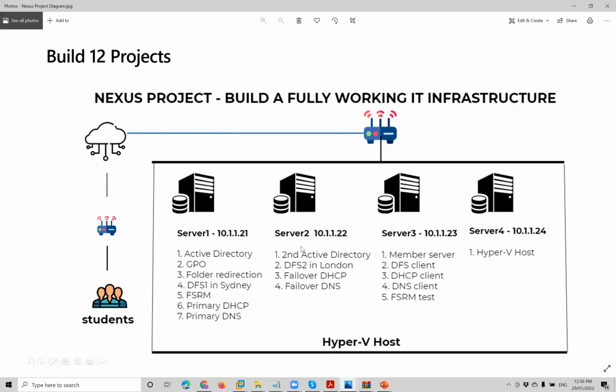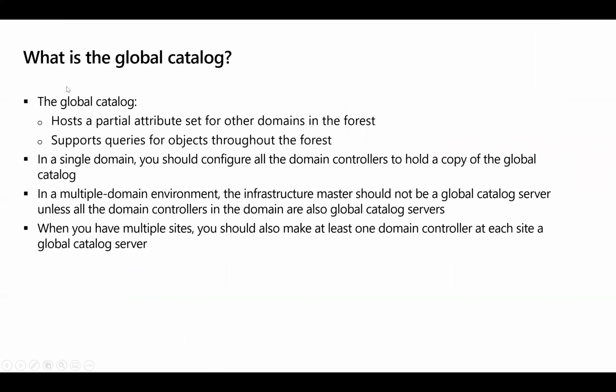So the user and object from here creates a catalog to the master. Let's say this is another DC. So the objects from here will create a catalog to here for easier referencing. So what's the purpose of a catalog? Support queries for objects throughout the whole forest. In a single domain, you should configure all DCs to hold a copy of the global catalog.